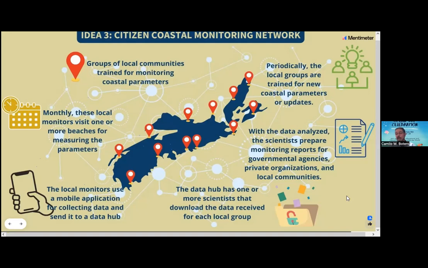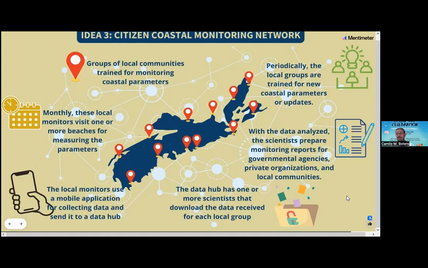improve their activities. And of course, for local communities, it's very important that they have the first access, free and first access to the reports, because they are living from the coast. They are the people who are enjoying, but also caring about and also protecting the coast. And they should know the reports. And of course, periodically, the local groups should be trained again, because there will be new coastal parameters, or there will be some updates about the methods or about the way in which they will send the data, etc.